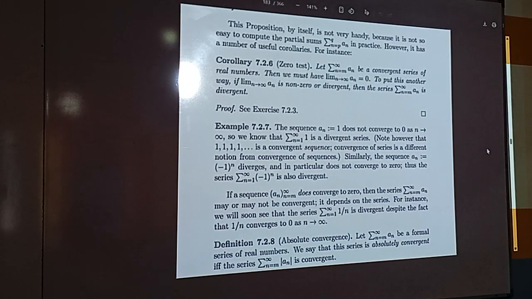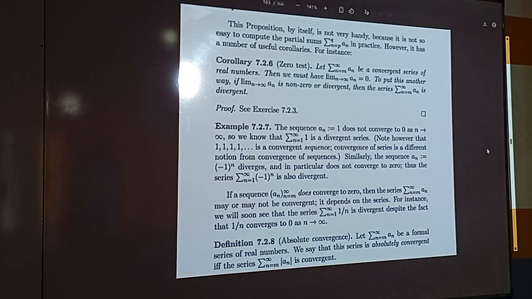If a sequence a_n does not converge to 0, then the series a_n does not converge. I didn't read carefully. If a sequence a_n does converge to 0, then the series may or may not be convergent. So we are on the fence if the limit is equal to 0. It depends on the series. For instance, we will soon see that sigma 1 over n is divergent. We just proved it, no? Despite the fact that 1 over n converges to 0 as n tends to infinity.